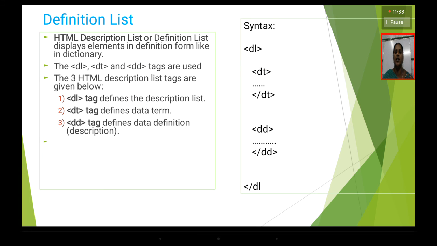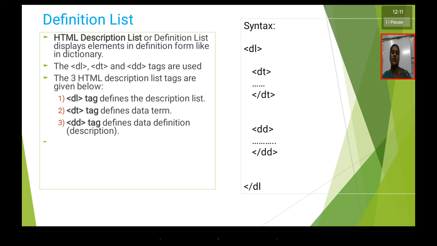Another one is the definition list. In a definition list you cannot mention any numbering, but you can write your bold heading and paragraph. This is very useful in the write-up of books: definition, then paragraph. So it is DL, DT, DD: definition list, definition term, and definition data. Three terms are used here.